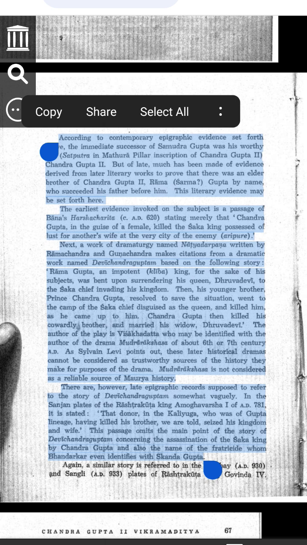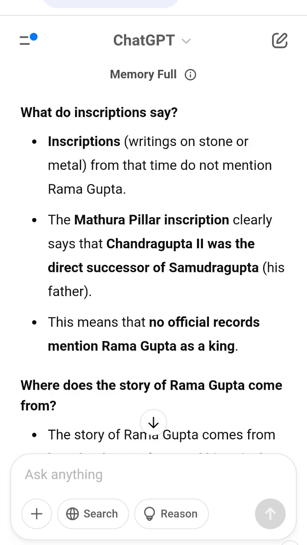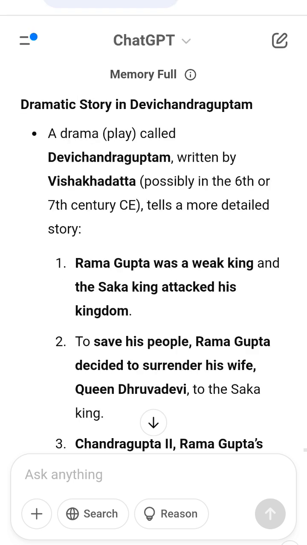Is Ramagupta real or just a legend? Since there are no inscriptions about him, many historians believe he was just a fictional character. Some say he might have been a minor ruler, but not an official Gupta king. The real history shows that Chandragupta II directly took the throne after Samudragupta.